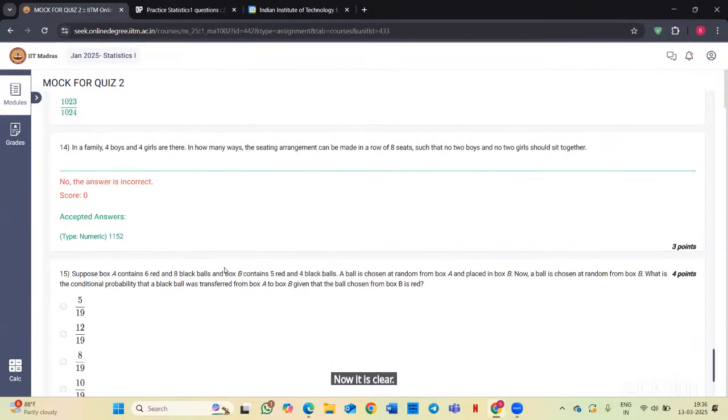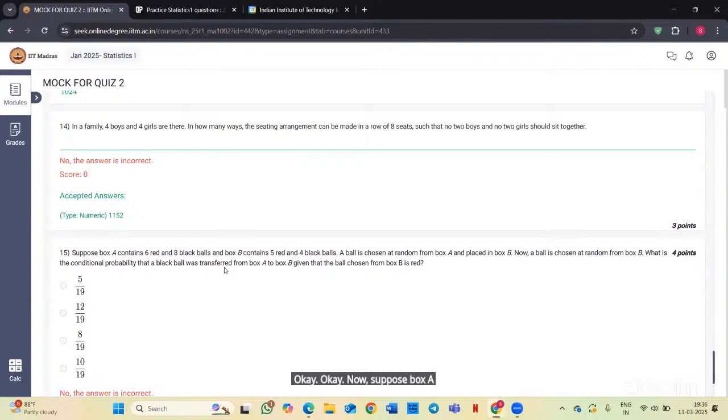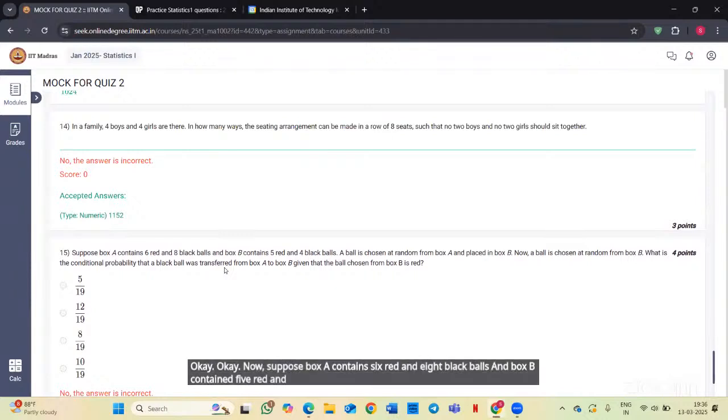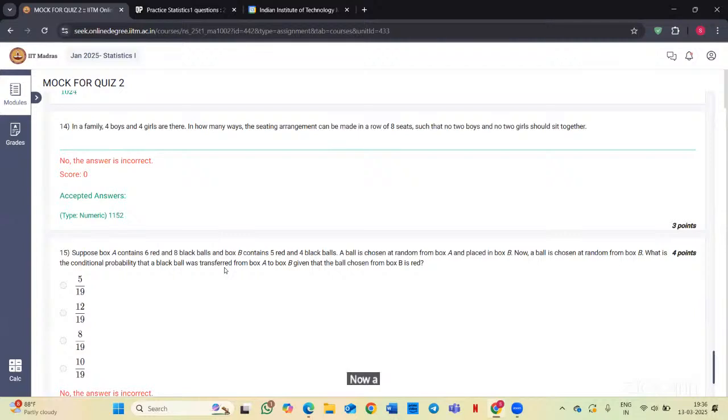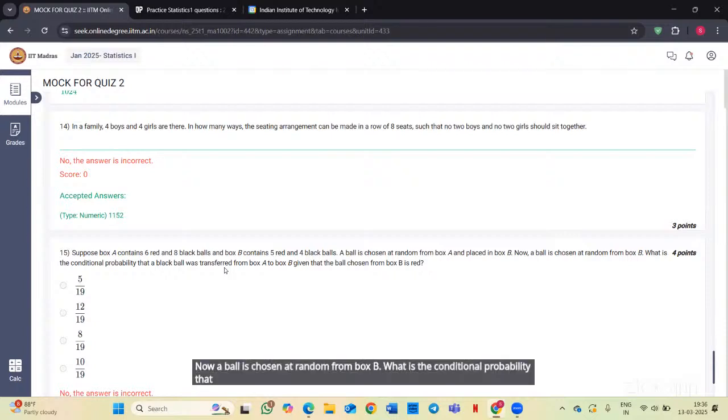Now, suppose box A contains 6 red and 8 black balls, and box B contains 5 red and 4 black balls. A ball is chosen at random from box A and placed in box B. Now a ball is chosen at random from box B. What is the conditional probability that a black ball was transferred from box A to box B, given that the ball chosen from box B is red?